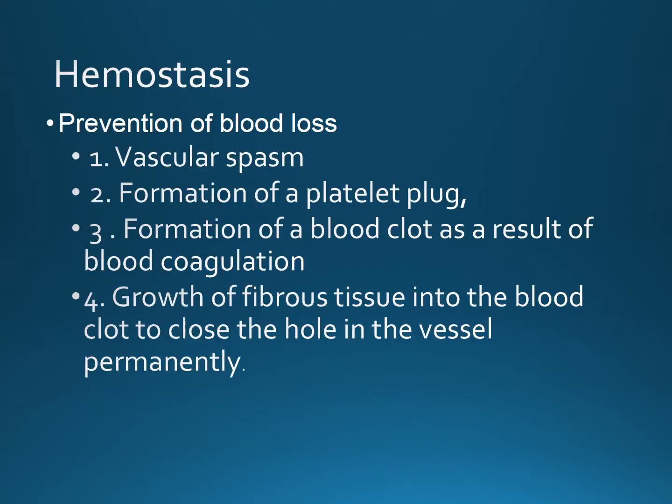Hemostasis is the term that refers to the prevention of blood loss by formation of a blood clot. When a blood vessel is damaged, hemostasis takes place through several mechanisms. First is vascular spasm, then formation of a platelet plug. Next is the formation of a blood clot as a result of blood coagulation. And finally, growth of fibrous tissue into the blood clot to close a hole in the vessel permanently.